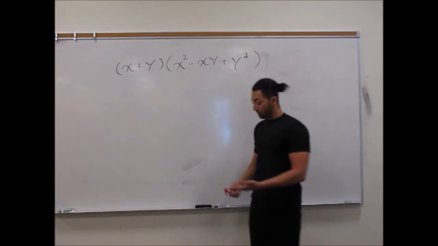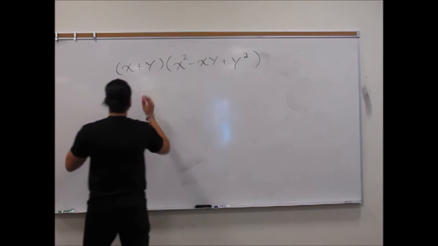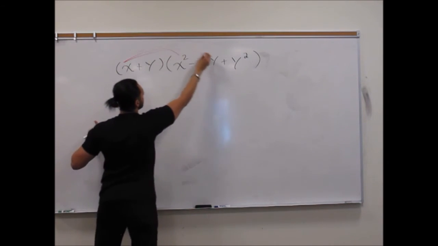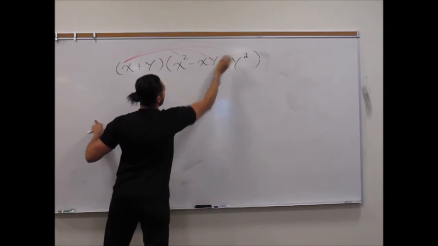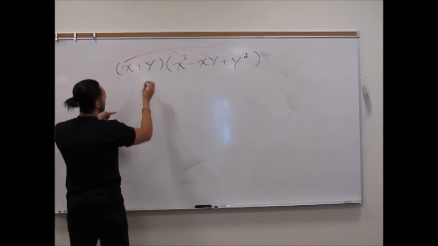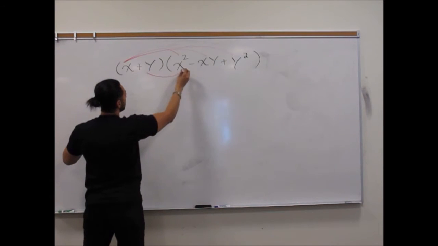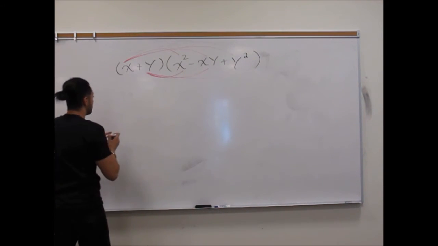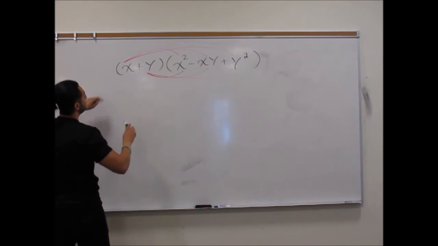Okay, so assuming you gave that a shot, first I'm going to take this x and distribute it into each of these terms here in this parenthesis, like that. Then once I'm done doing that, I'm going to move on to the y and distribute that into every single term as well. So let's see what happens when we multiply those together.